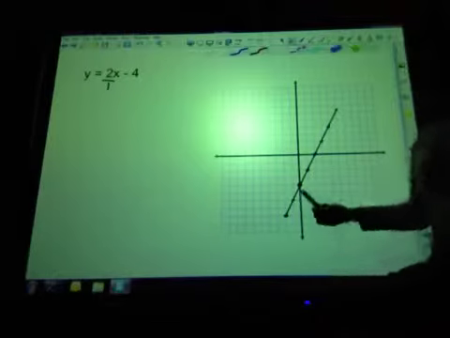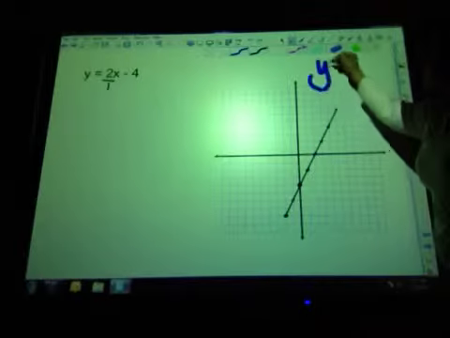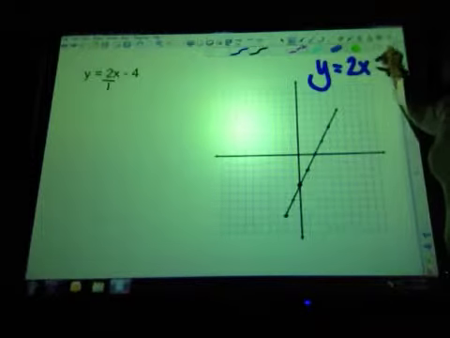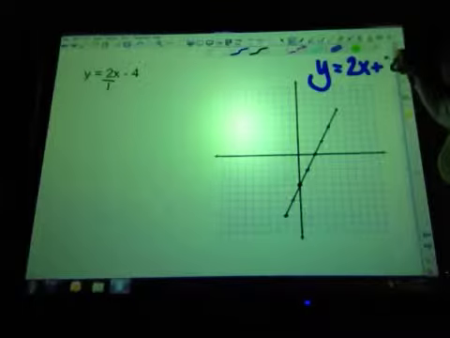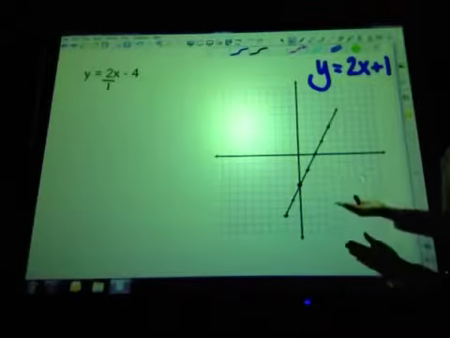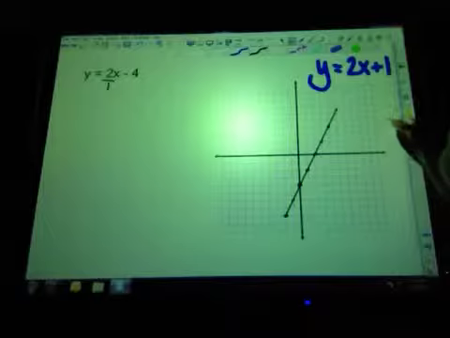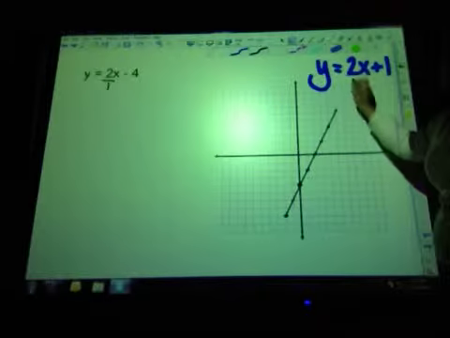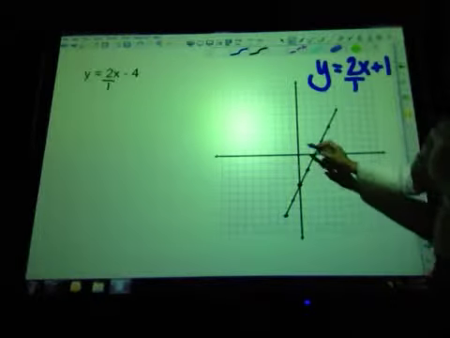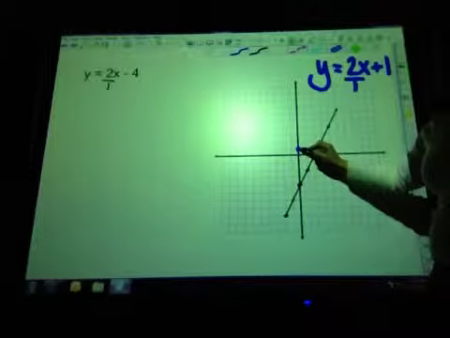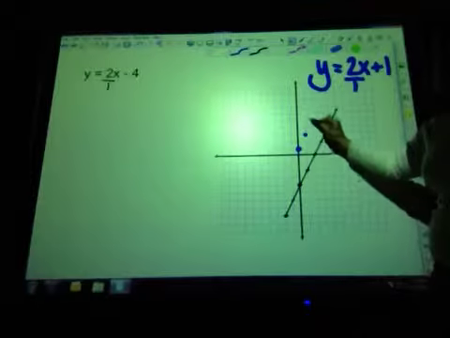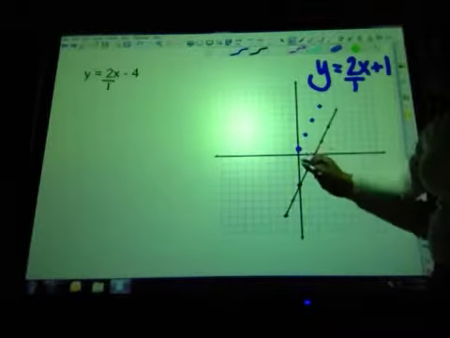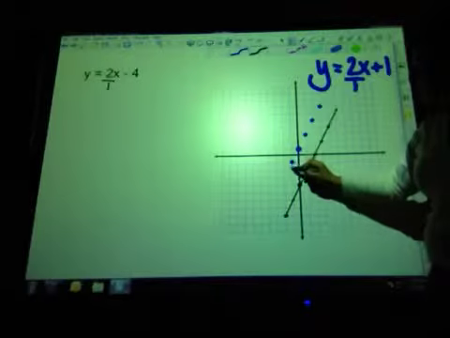So it wouldn't matter if my new equation was y equals 2x plus 1, or y equals 2x, or y equals 2x plus 27. It's still going to have a slope of 2 over 1. So in this case, y-intercept is 1, and then the slope is up 2 over 1. They're never going to intersect each other because they are parallel.